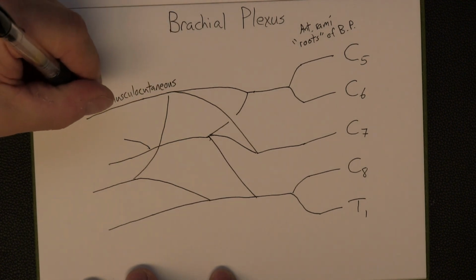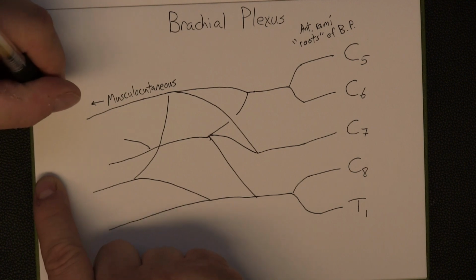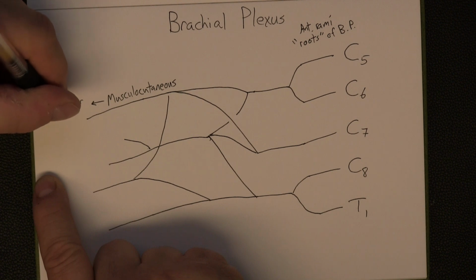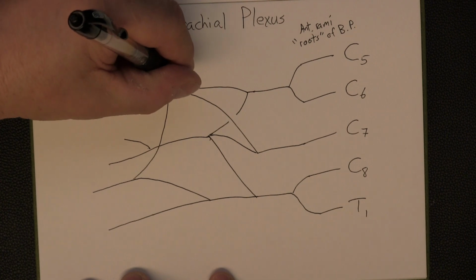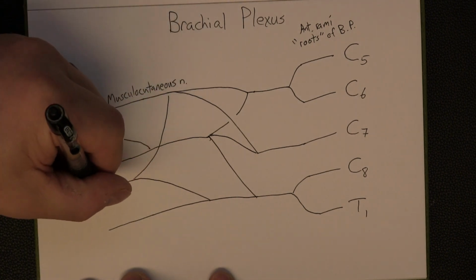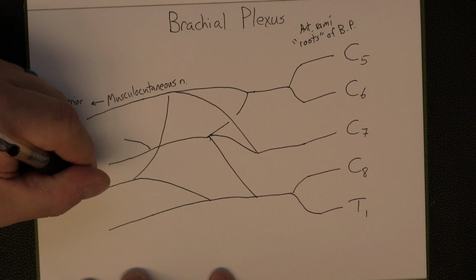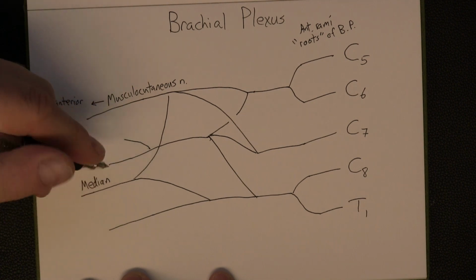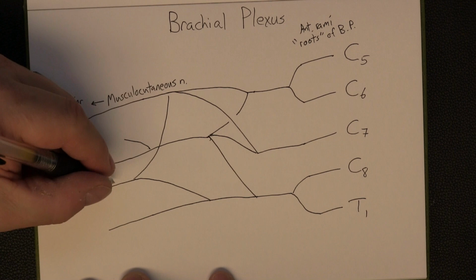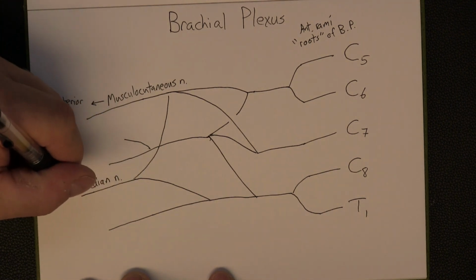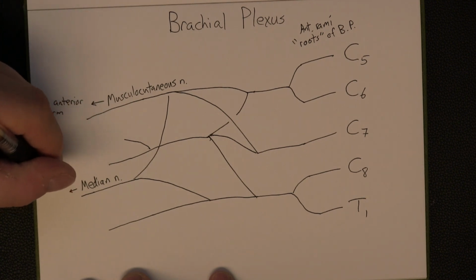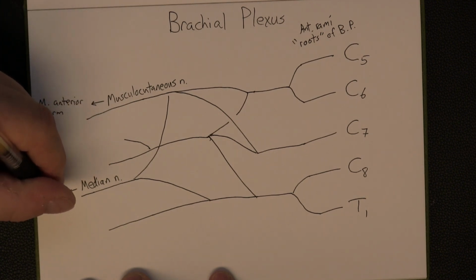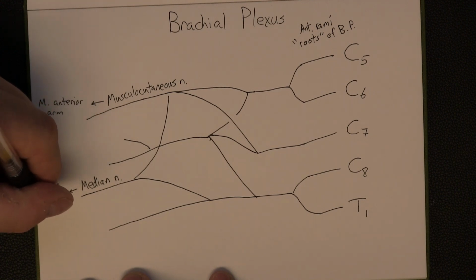And it innervates muscles of the anterior arm. So flexors of the elbow, like the brachialis and the biceps brachii, are innervated by the musculocutaneous nerve. We'll jump down here just a bit to this guy. This is the median nerve, and the median nerve is getting innervation from almost every one of these levels. So the median nerve is going to innervate the muscles of the anterior forearm and some muscles in the hand.